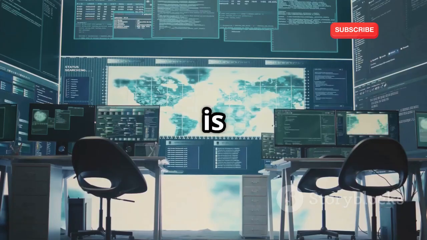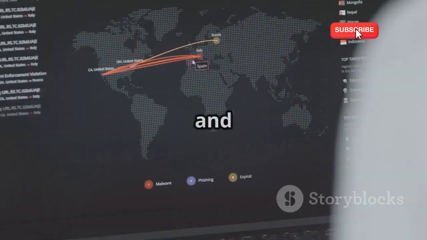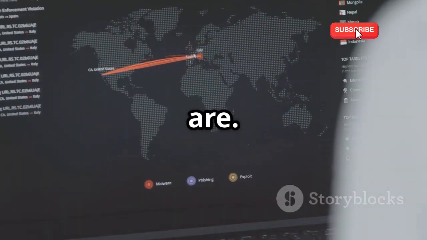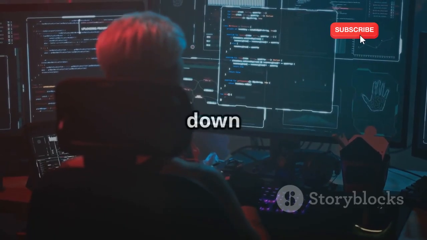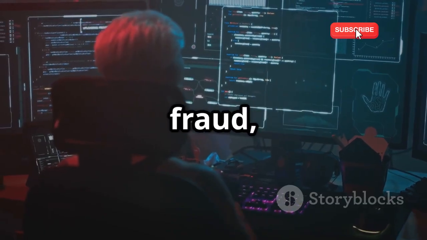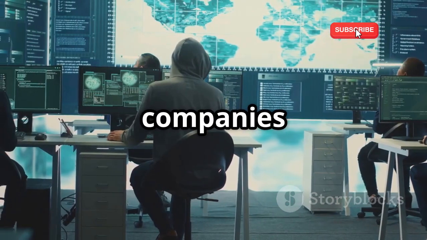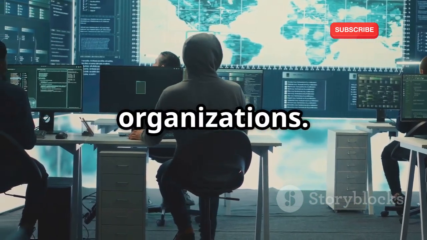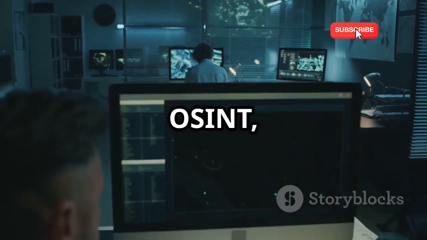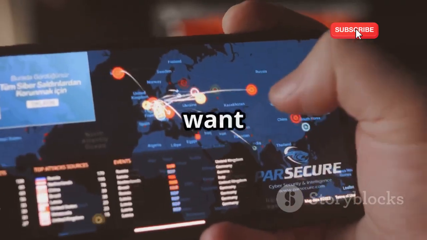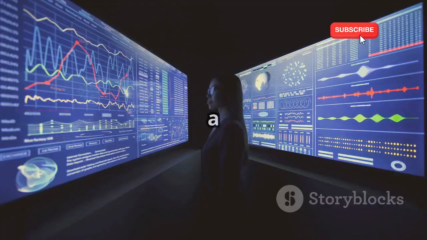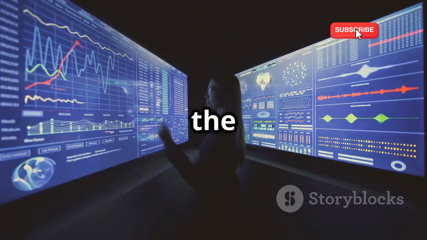You can see how everything is connected, who's talking to who, and where the important links are. It's super useful for things like tracking down cybercriminals, investigating fraud, or even just understanding the relationships between different companies or organizations. If you're serious about OSINT, Maltego is definitely a tool you want to have in your arsenal. It's like having a secret weapon for making sense of the digital world.